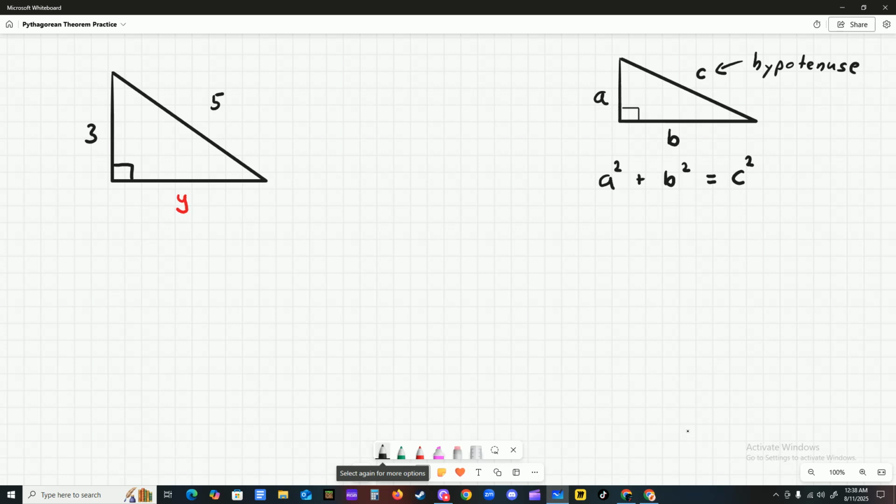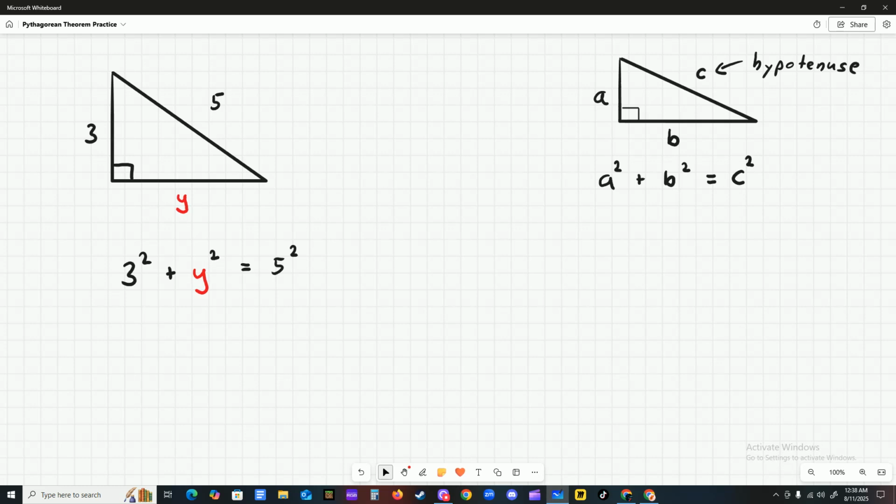So we have one leg, which is 3 to the power of 2, plus, well, we don't know what y is. So we're going to just leave it as y, but we need to square it in order to use the Pythagorean theorem. And that's going to equal the hypotenuse, which is across the right angle. So our hypotenuse is 5, which is equal to 5 squared.